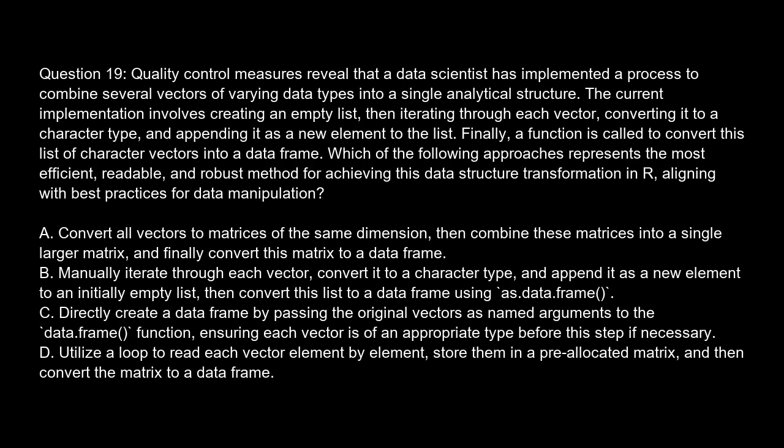Option B. Manually iterate through each vector, convert it to a character type, and append it as a new element to an initially empty list. Then convert this list to a data frame using as.data.frame. Option C. Directly create a data frame by passing the original vectors as named arguments to the data.frame function, ensuring each vector is of an appropriate type before this step if necessary. Option D. Utilize a loop to read each vector element by element, store them in a pre-allocated matrix, and then convert the matrix to a data frame.